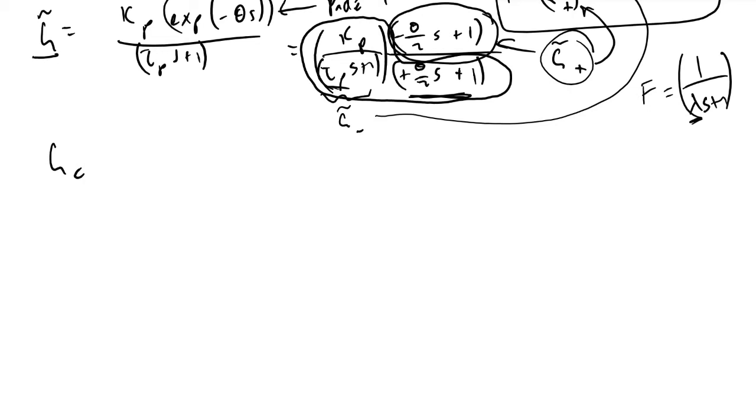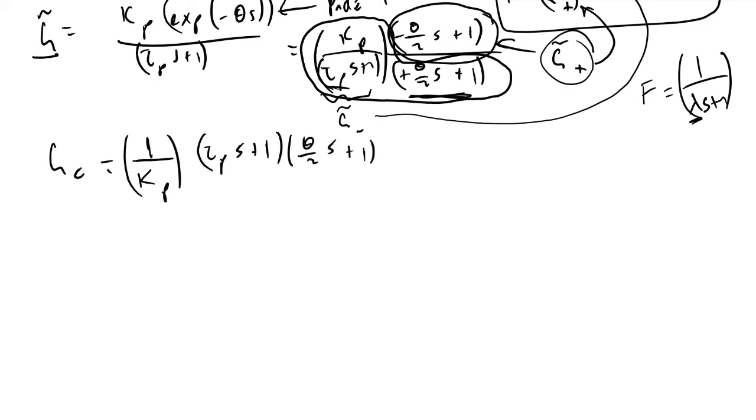feedback function, transfer function for a first order process with dead time is this. So we'd have 1 over Kp times the quantity of our process time constant tau s plus 1 times theta over 2 times s plus 1 quantity divided by lambda plus theta over 2 times this quantity times s.